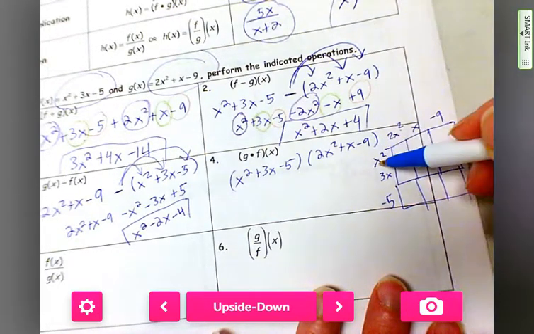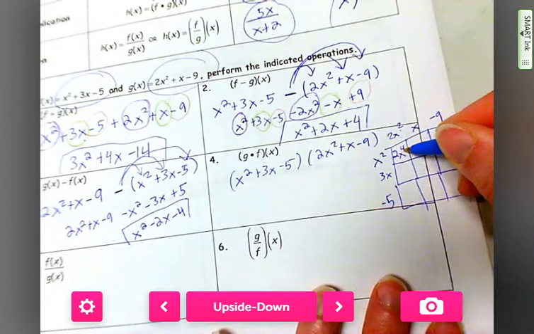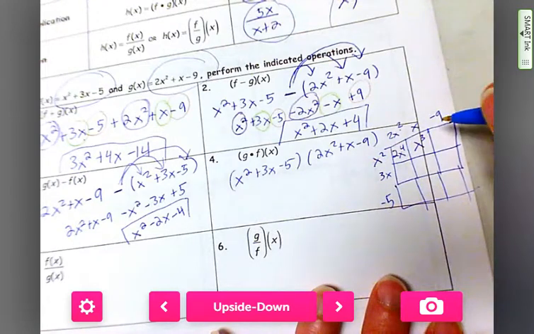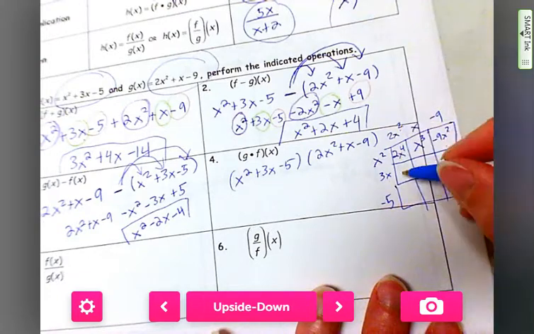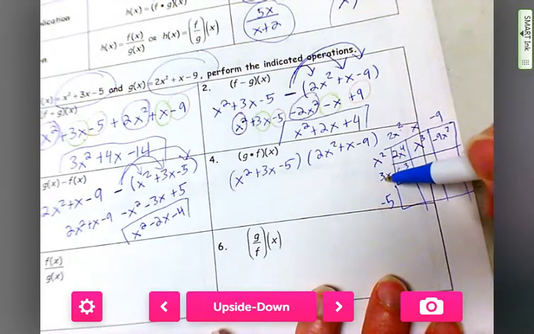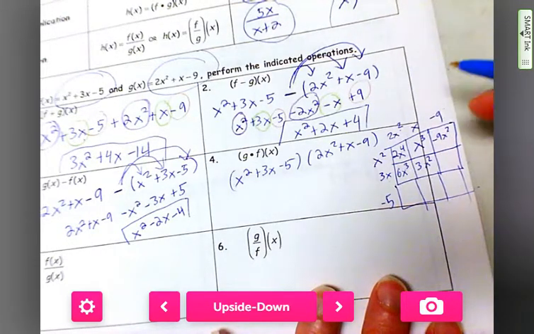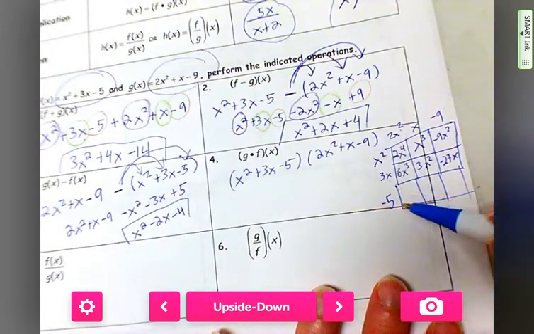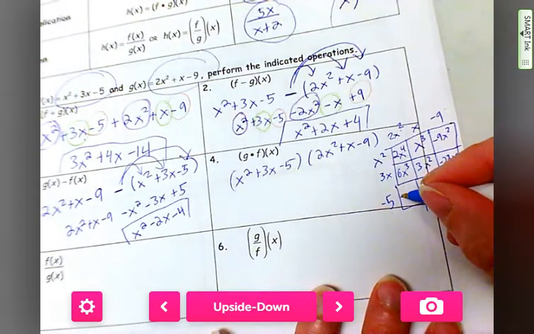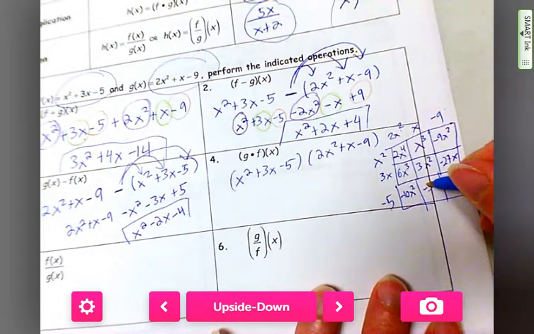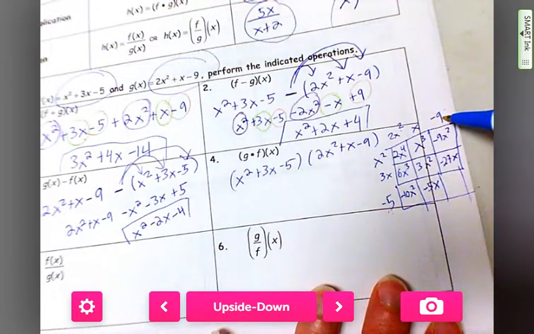x squared times 2x squared is 2x to the 4th. x squared times x is x to the 3rd. x squared times negative 9 is negative 9x squared. 3x times 2x squared is 6x to the 3rd. 3x times x is 3x squared. 3x times negative 9 is negative 27x. Okay, and then I'm going to do times negative 5. Negative 5 times 2x squared is negative 10x squared. Negative 5 times x is negative 5x. And negative 5 times negative 9 is a positive 45.